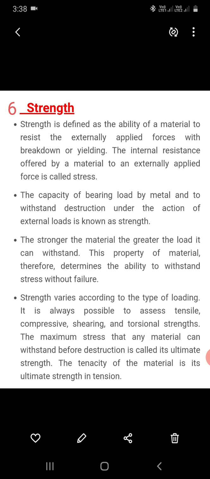So strength is the ability of a material to withstand the highest force. The stronger the material, the higher the strength, the higher the load it can carry. For example, aluminium is weaker and steel is stronger than aluminium. Steel can take up more load than aluminium. Titanium is again stronger than steel or aluminium.